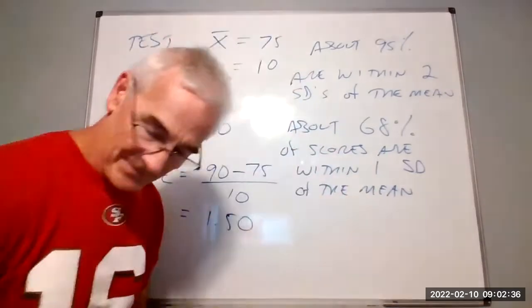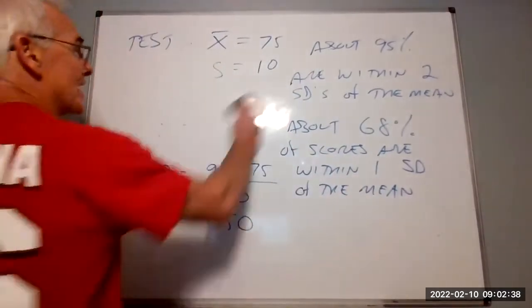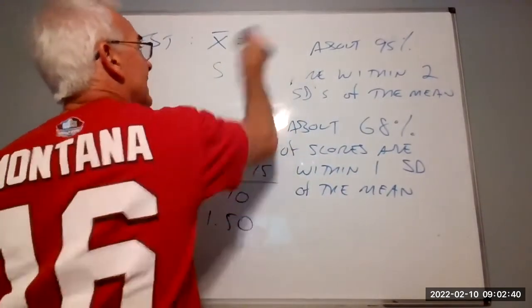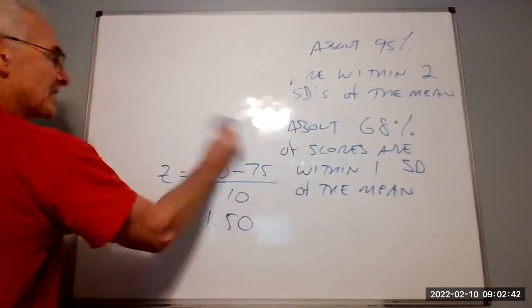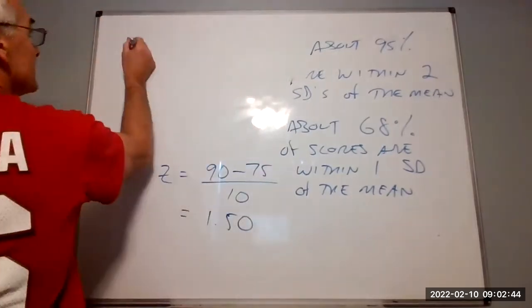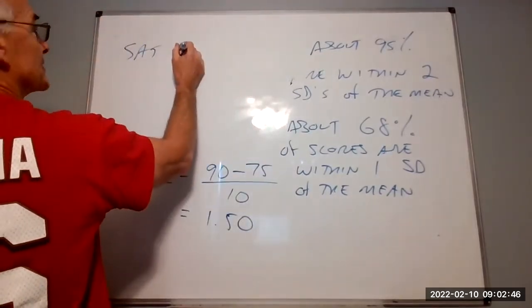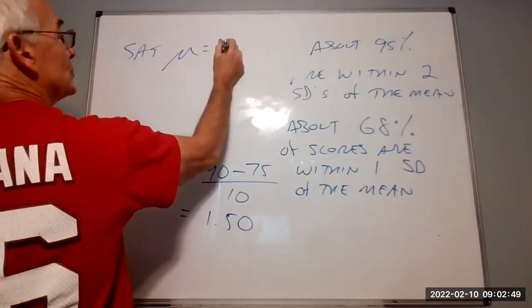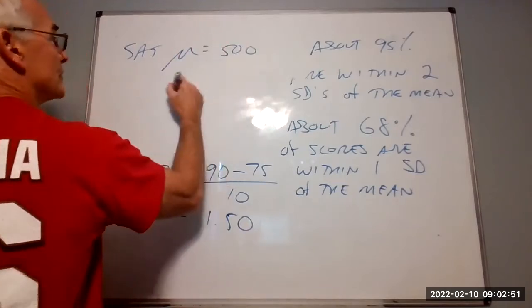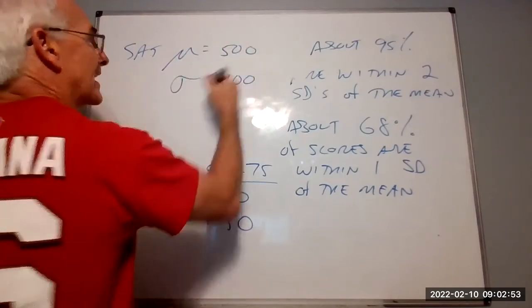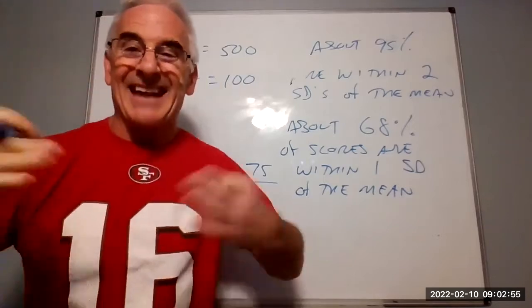Here's the crazy thing about an SAT. On an SAT, by the way, this is absolute. This has not changed, but most people aren't aware of how the calculations are made. On an SAT, and this is true of most standardized tests, the mean, and we actually do use it as a population, is 500, and the standard deviation is exactly 100. It's what is called a standardized test.